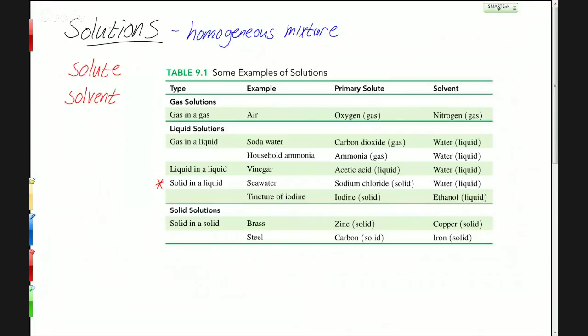Think about air, for instance, the top one there. So air, we're saying, is a solution. And according to the table, nitrogen is the solvent and oxygen is the solute. Other gases in the air, like carbon dioxide, water, would also be solutes. So what is it about nitrogen that makes it the solvent?